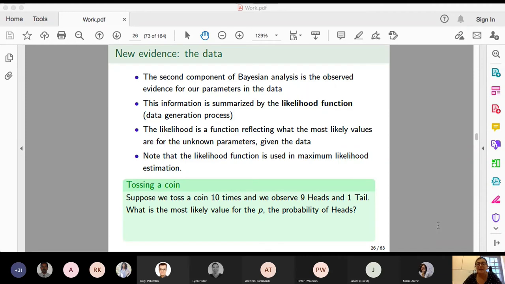Any guess? We toss the coin 10 times. We observe 9 heads and only 1 tail. Andrea said 90%. Any other guess about the probability of heads? For example, I will not expect the probability of heads to be very low, like 0.1, because in 10 tosses, I got a lot of heads, right? So 0.1 doesn't seem to be very likely with this data that I have. You're thinking, well, between 0.5 and 0.9, but the question is the most likely, just one value. You got 9 heads out of 10, what is the most likely value for the probability of heads?